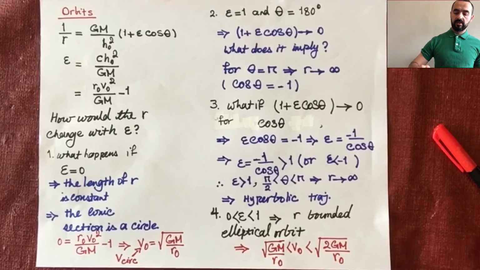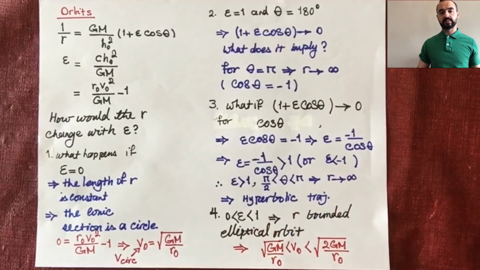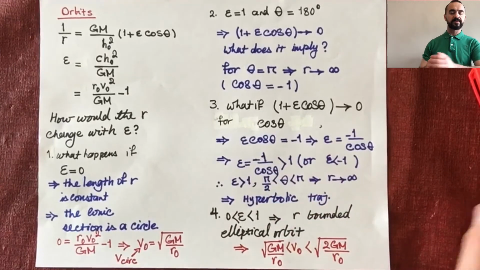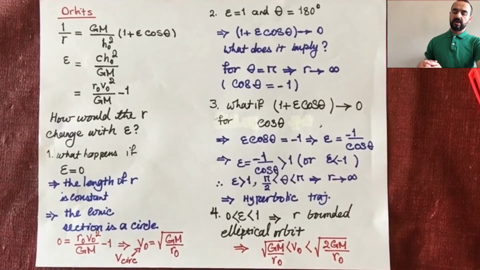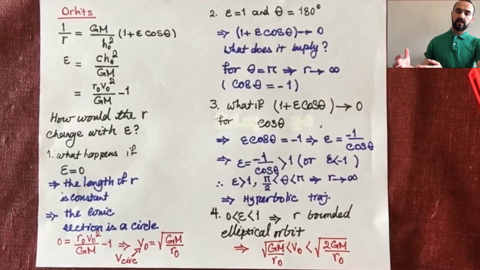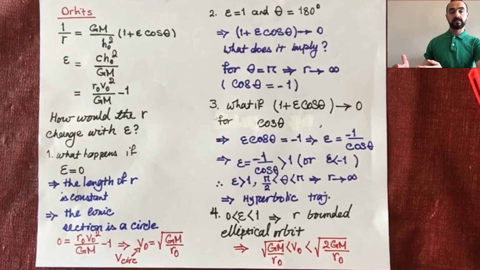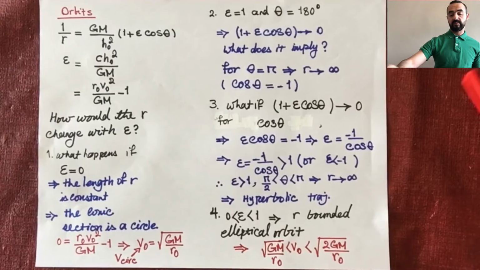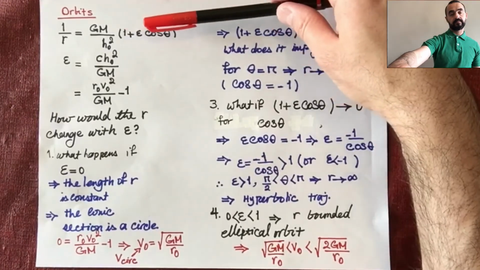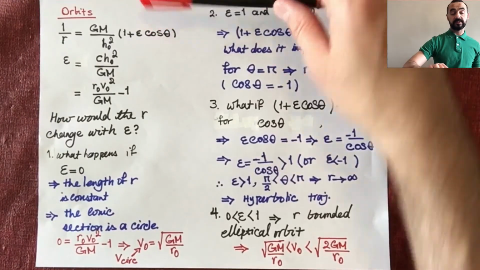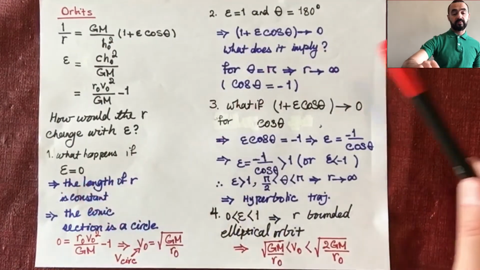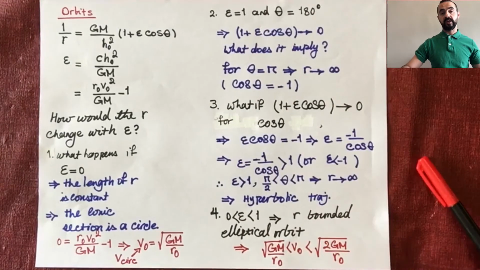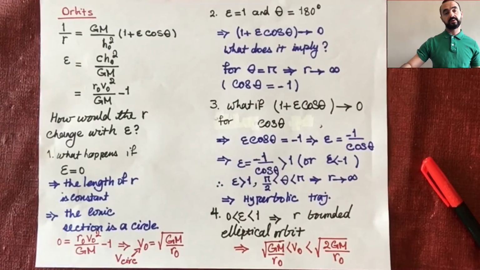Now the last case is when epsilon is between 0 and 1. If epsilon is between 0 and 1, then r is always bounded and we get an elliptical orbit. For epsilon equal to 0, you get a circular orbit. For epsilon between 0 and 1, r is bounded, and in polar frame, you get an elliptical orbit.